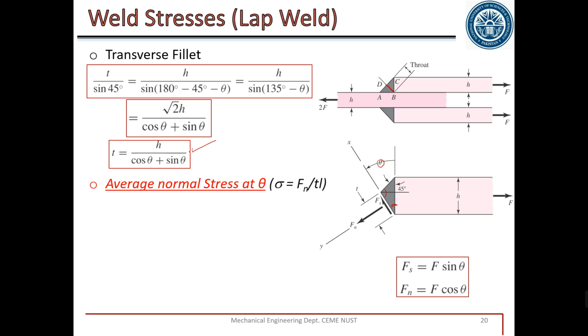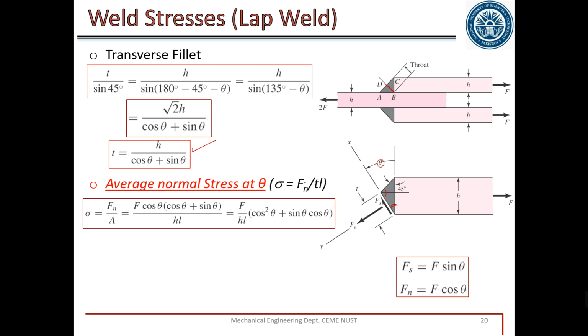Now we have t. What is the average normal stress at theta? For example, at this theta, what is the average normal stress? This is force divided by area. What is the area? T multiplied by length, which is in this case into or out of the paper, towards the screen. So we have the equation of t in terms of h. We substitute this in the equation of sigma, so we will get the final equation of normal stress. This is the normal stress in this cross section.